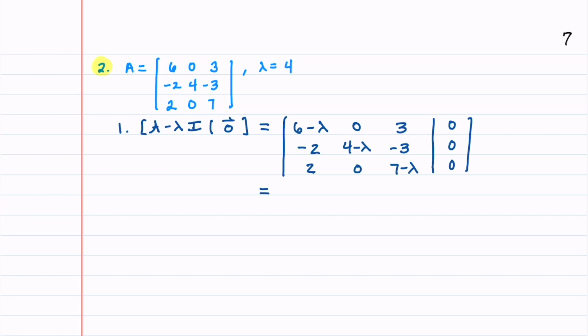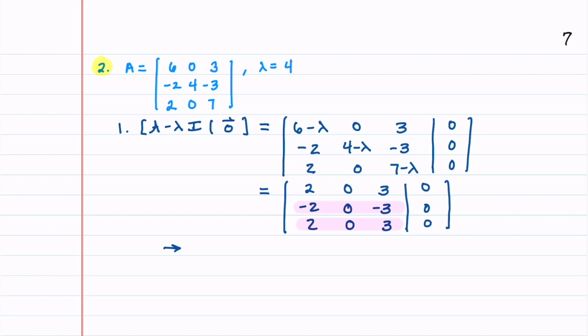Let's now plug in that lambda is equal to 4. This gives us 2, minus 2, 2, 0, 0, 0, 3, minus 3, and then 3. You can see that rows 2 and 3 are multiples of row 1, so those rows are going to go to 0. So we're really just going to have to do one step in our reduction. And what we'll do is we'll take the first row and we'll divide it by 2. This gives us 1, 0, 3 halves, augment it with 0, and then our last two rows just contain zeros.